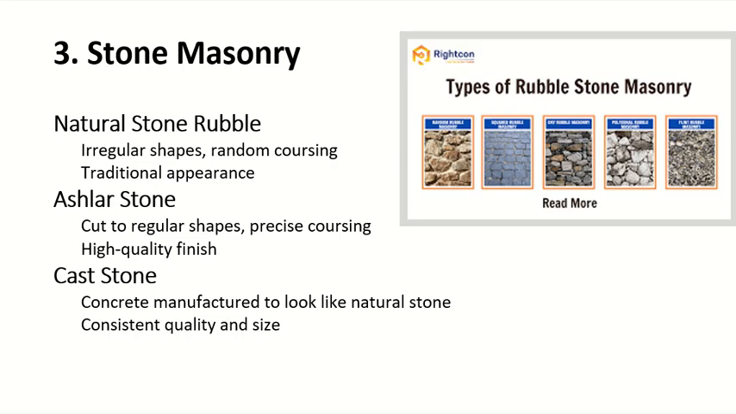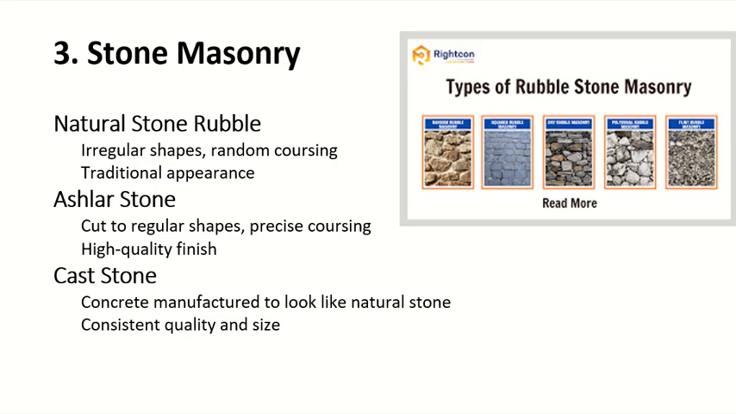Then we have different types of stones. We have natural stone, rubble. We have ashlar stone, which you find by digging a little bit inside, and it is made up of minerals. And then we have the cast stone, which looks like a stone but is actually concrete. The benefit of using cast stone is that, because it's made of concrete, you can make it into any shape and size and so on.